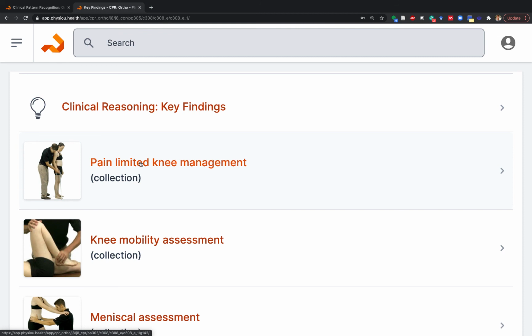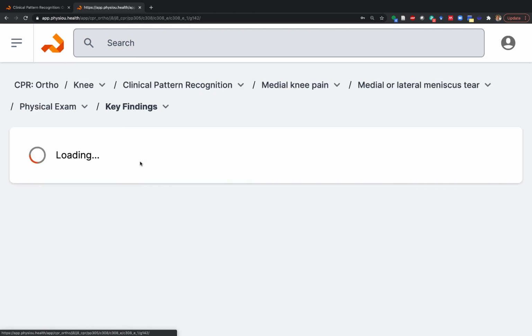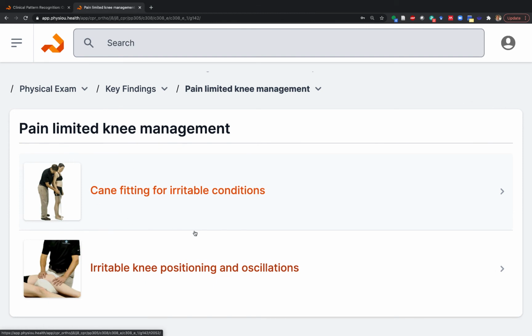If the patient's highly painful and swollen, it's very hard to do a lot of testing. Okay, so you might consider unloading the tissue, doing irritable knee positioning and oscillations, put them in an open pack and just help them ease the pain. Okay, that's the right thing to do.